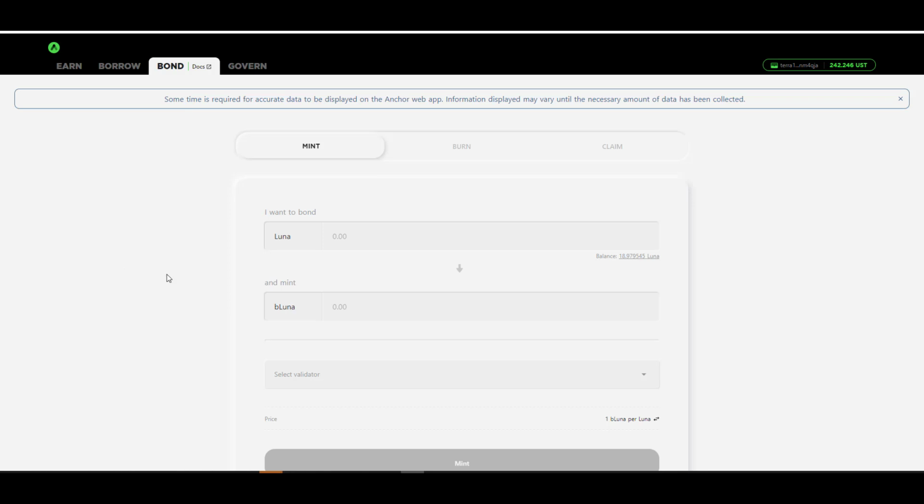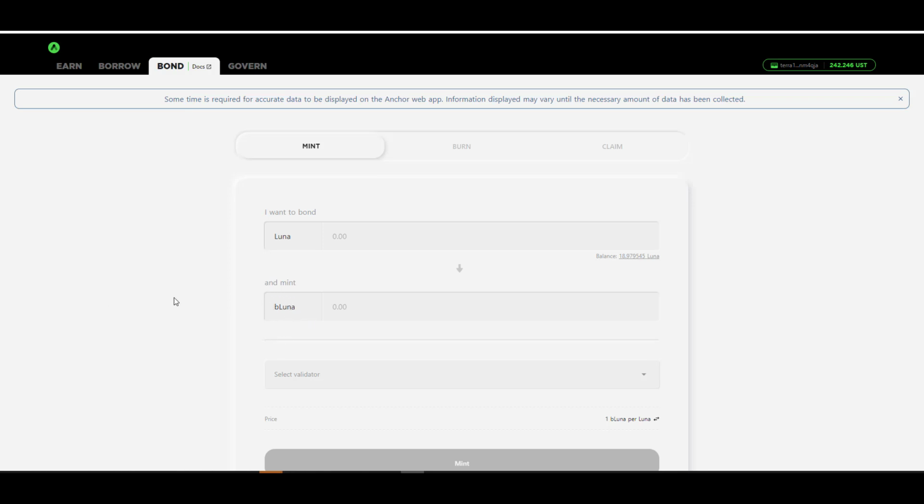In essence, you're basically delegating your Luna token. So for instance, if you were to go over here to the app and let's say you had some Luna tokens, by minting bLuna tokens, which is basically a derivative of the Luna token, you're delegating away your Luna token and you're also giving up your potential yield. In return, you're given the synthetic bLuna token.